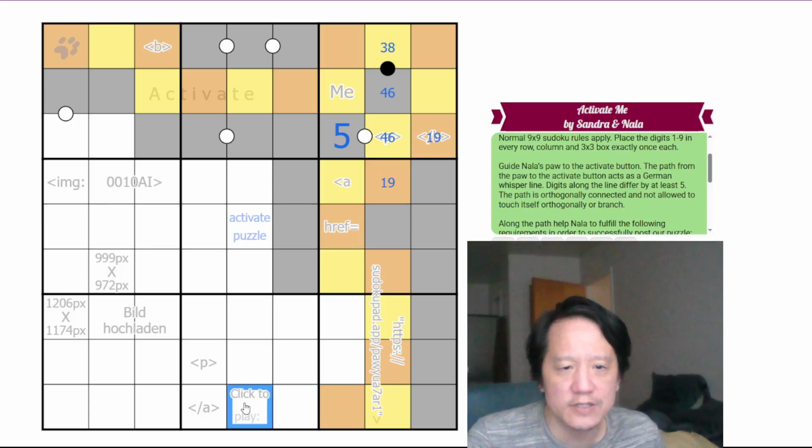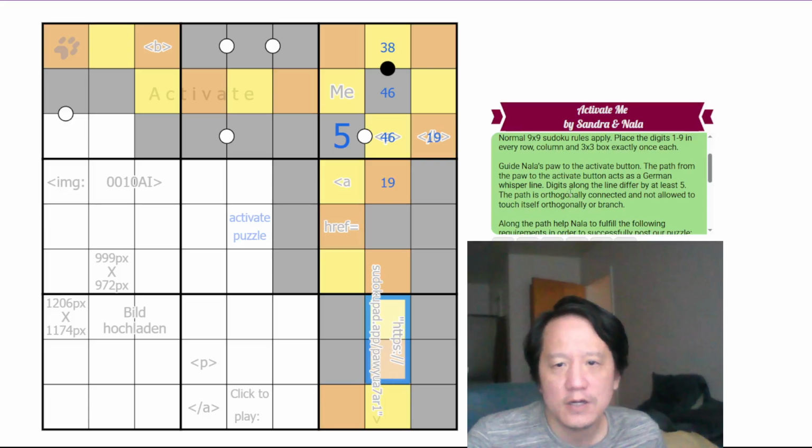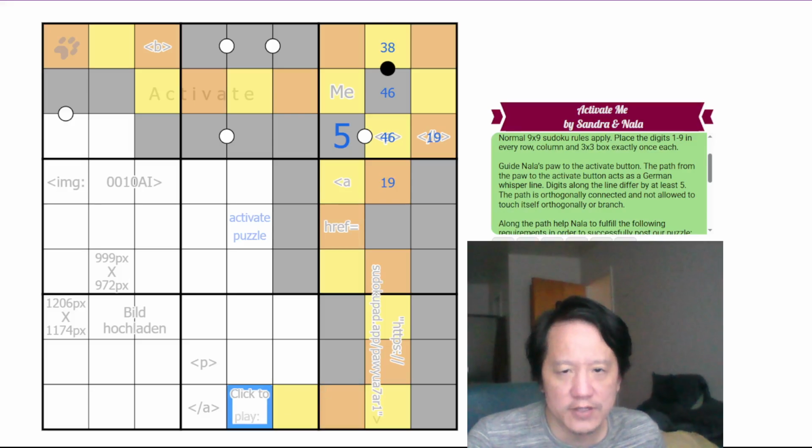We have to have the click to play so that the link works correctly. We can't go here because that would be touching itself orthogonally, so this must go yellow there. We have to get to the click to play, so that's orange, and we need the end of the link, so that's yellow. We need a paragraph in between, so then we go to there.